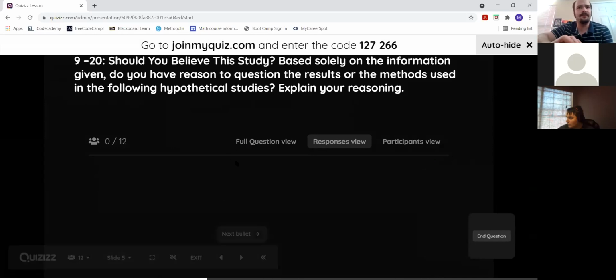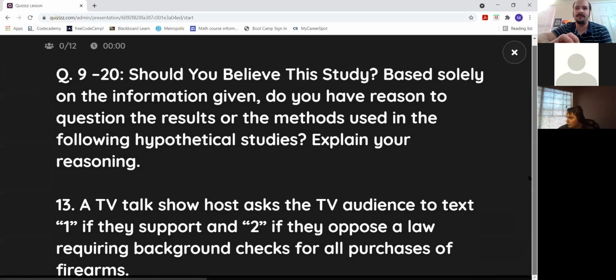But most scholastic journals should be peer reviewed. So if something is up and it's been up for a couple of years, it's usually a pretty good sign it lasted through a few peer reviewings. Should you believe the study?